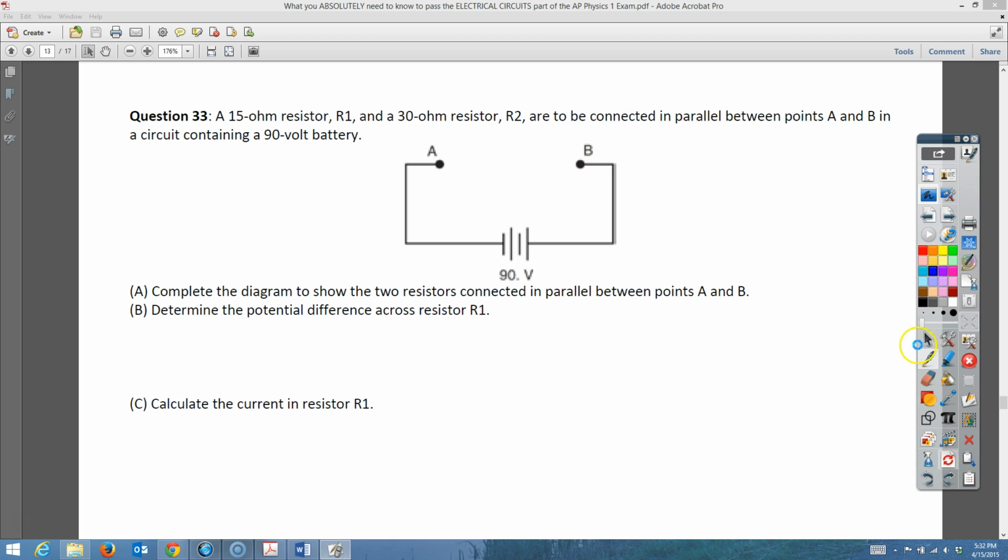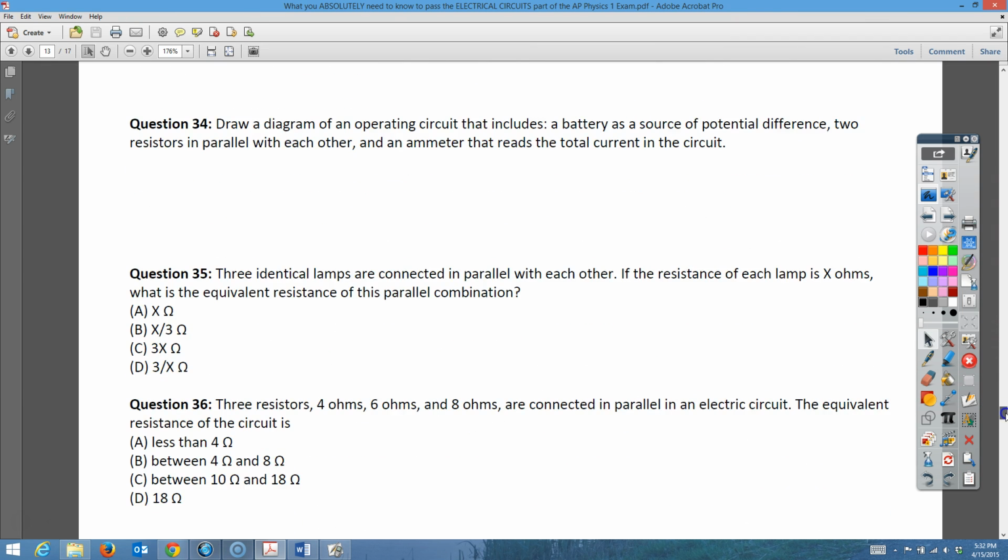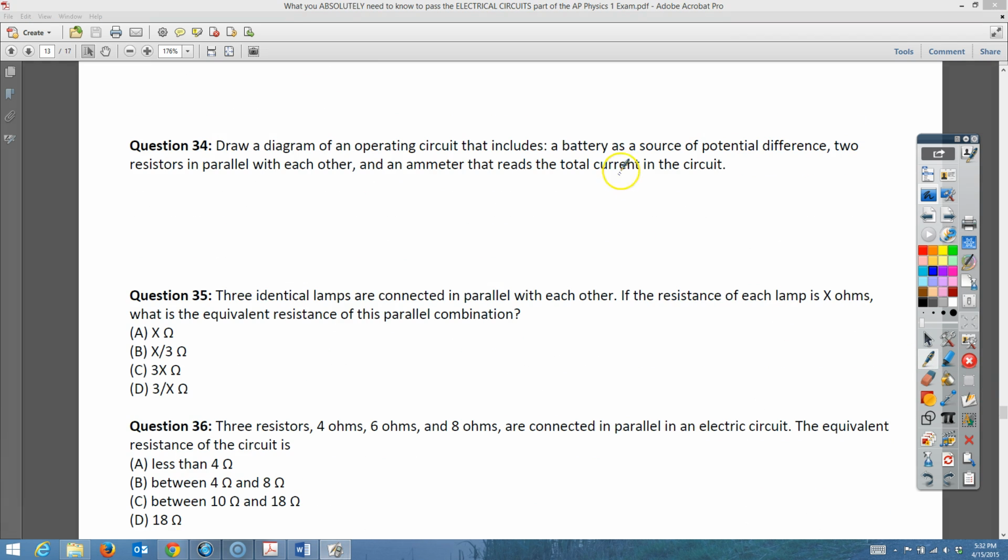For question number 34, it says draw a diagram of an operating circuit that includes a battery source, 2 resistors in parallel, and an ammeter that reads the total current. So this one's a little bit tricky because here we've got a battery. Remember, a battery is more than just one long and one short line. It's got to have both. And then we're going to go up.